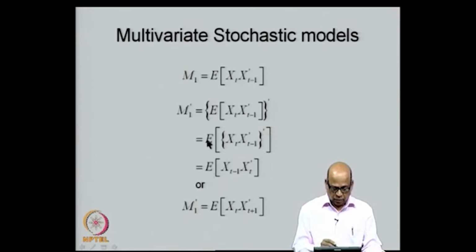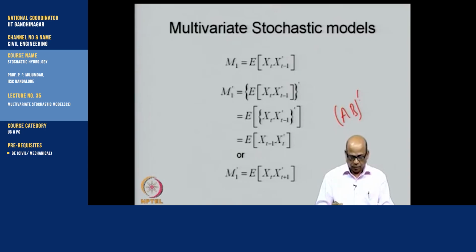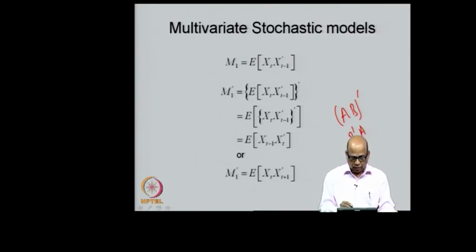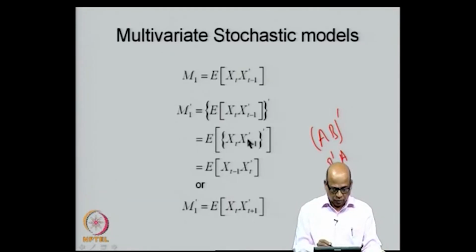And this I will be able to write as the expected value of x t minus 1 x t prime. Why? From your matrix algebra you should know that if I have a situation like this, A B transpose, this will simply be B transpose A. So, here I have x t minus 1 transpose and that transpose. Therefore, I will write x t minus 1 transpose and transpose. So, that is the transpose of x t minus 1 transpose, which is x t minus 1, and x t transpose. This follows from here.